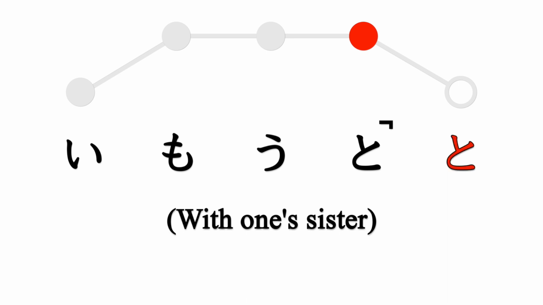So when a particle is attached, the pitch goes down before the particle. For example, imoto. The pattern for this word is tail high. So the accent is on the last mora. As I said, when the particle is attached, the pitch drops after the last mora. Imoto to.